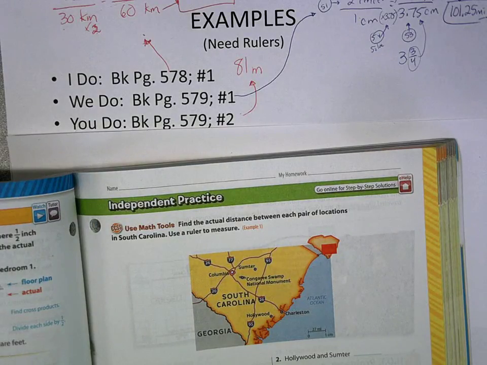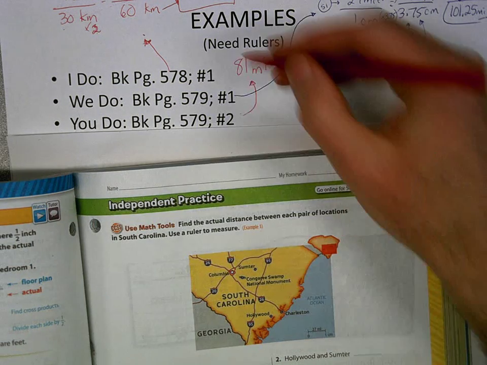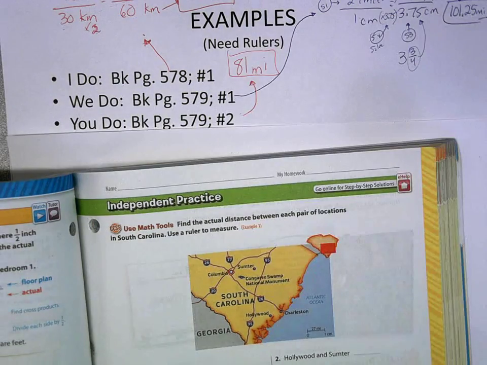Okay, anyone want to add something? Ashley? Oh, 81 miles. Agree, disagree now. Okay, there we go. All right, 81 miles. Yeah, meters, remember, is just M. Miles is MI. So, all right, let's check it out. See if you guys are right.